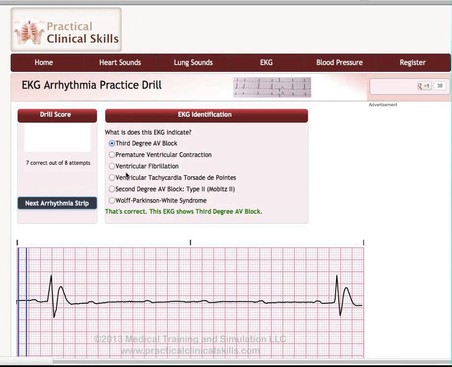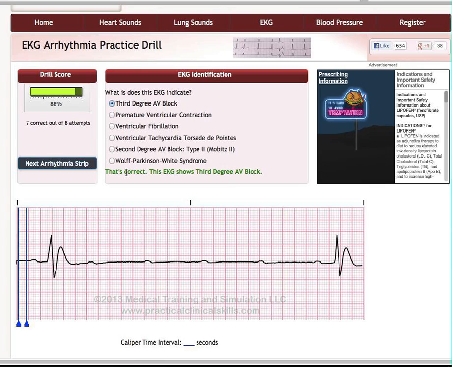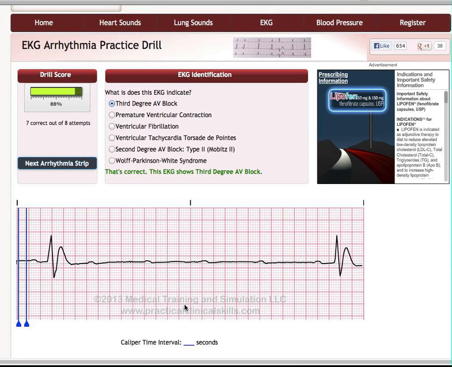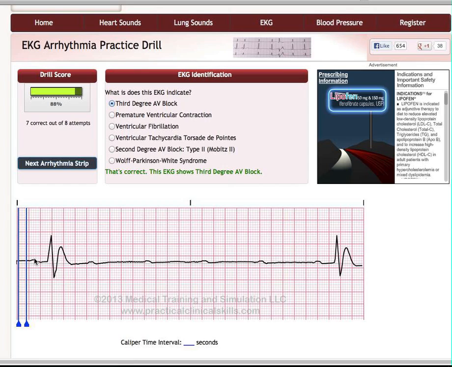That's correct. So remember, with a third degree AV block, the P waves and the QRS complexes are completely dissociated from each other, if any of them actually get through. So I think these are actually just some escape rhythms that are starting to occur. Remember what we call escape rhythms, the idioventricular rhythms. They're typically going to be very slow, however, not this slow. So this is abnormal. That's why I would go with the third degree over the idioventricular.